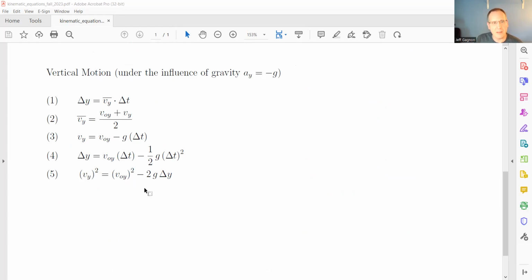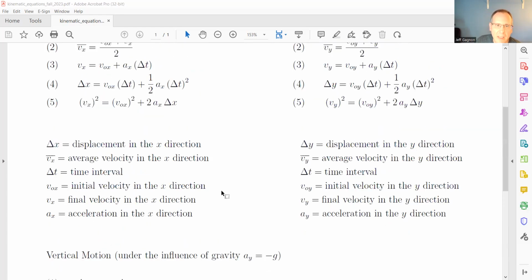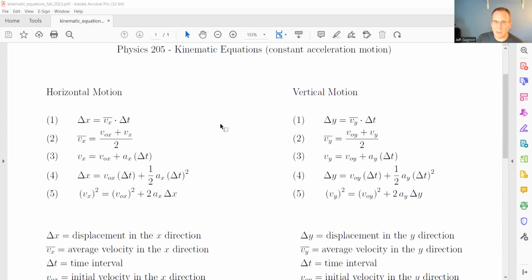Okay, so I think you'll find this sheet right here to be really helpful, these kinematic equation sheets here. You can refer to it often. You can use this on your homeworks, on your exams, on your projects. Okay, let me go back to the iPad and we'll do a bunch of examples now.